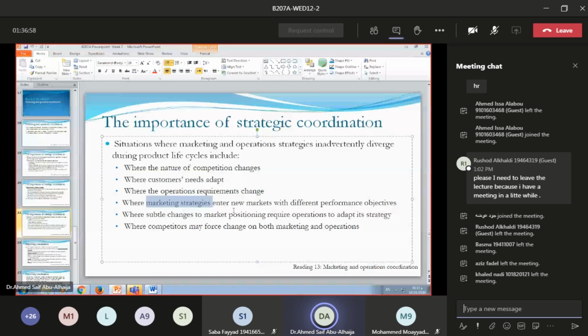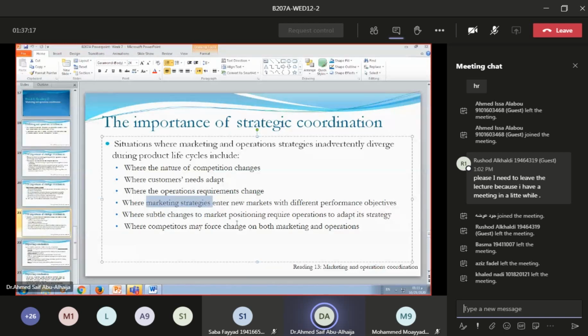Okay, to enter a new market. Suppose you are a company and we need to enter the Emirates market. So you need to consider what things you need to change in order to deal with this market entry, you know.